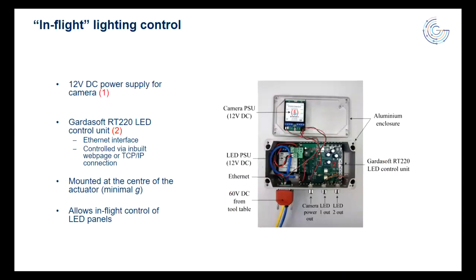Control can be provided in a number of ways. We use this GardaSoft LED control unit. It basically has a TCP/IP Ethernet connection that you can tap into, send messages to, and adjust the lighting intensity to one of a number of panels. And in this case, this controller can control 2 channels. Again, this is a nice to have. You can set this sort of system up manually as well ahead of time. But occasionally you might want to adjust things in flight. And so this is a nice thing to have.